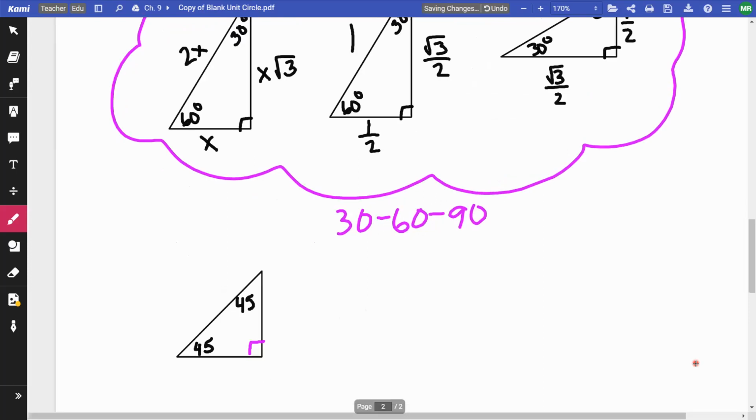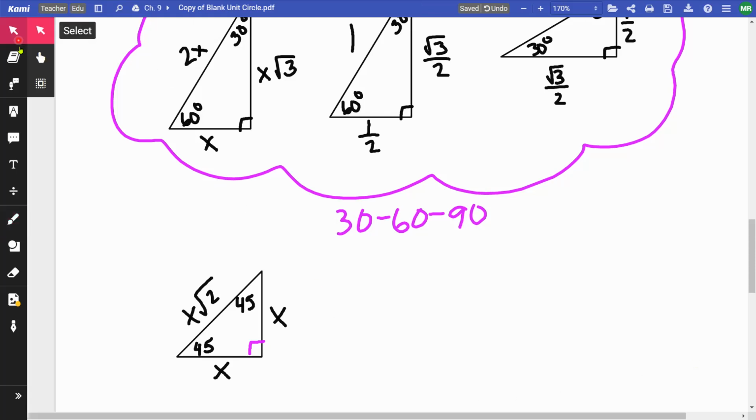Now, for a normal situation, my two sides of this, my legs, are across from my 45s. That means they have to be the same value. This is really an isosceles right triangle. So whatever this is, so is this. To get my hypotenuse in this case, I'm going to take my leg, either one, which is x, and I'm going to times it by root 2. And that gives me a 45-45-90.